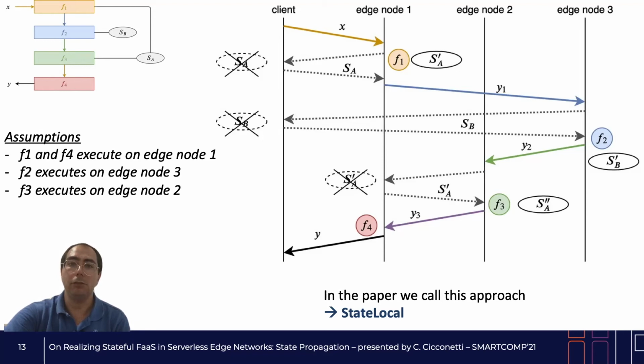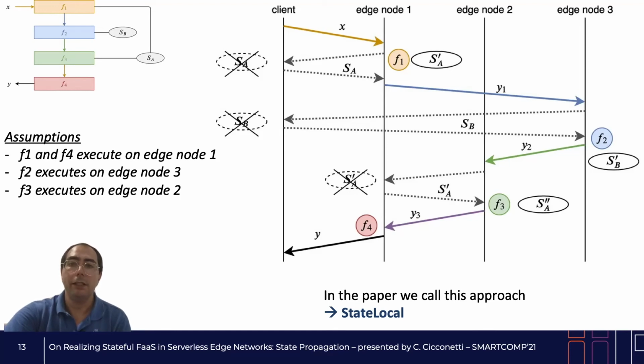After edge node 1 has got the state SA, it does the computation and it keeps the state. So the new owner of SA now is edge node 1. The same happens for the state SB, which becomes owned by edge node 3 after the F2 invocation.